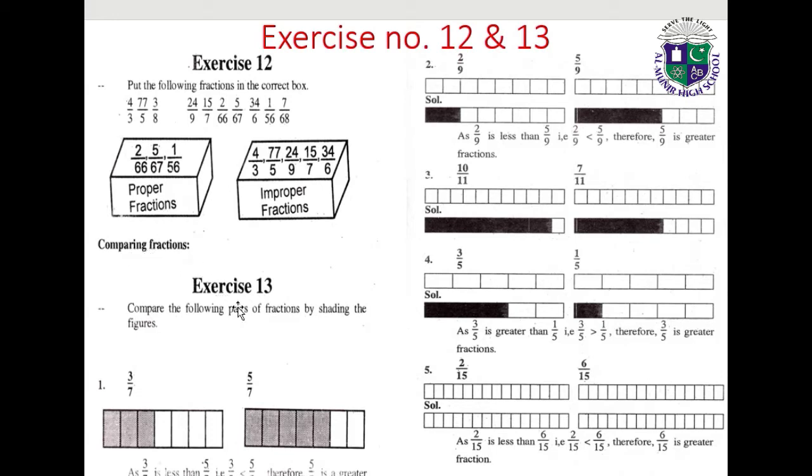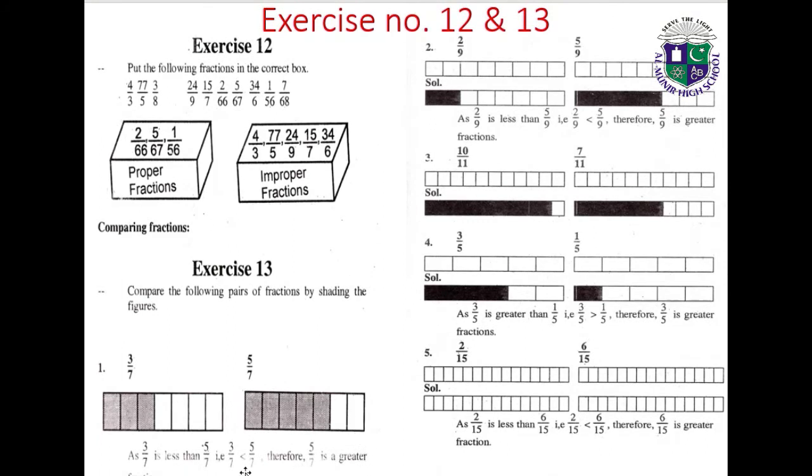Comparing fractions. Exercise 13. Compare the following pairs of fractions by shading the figure: 3 over 7 and 5 over 7. In 3 over 7, 3 parts are shaded. In 5 over 7, 5 parts are shaded. 3 over 7 is less than 5 over 7. Therefore, 5 over 7 is greater.